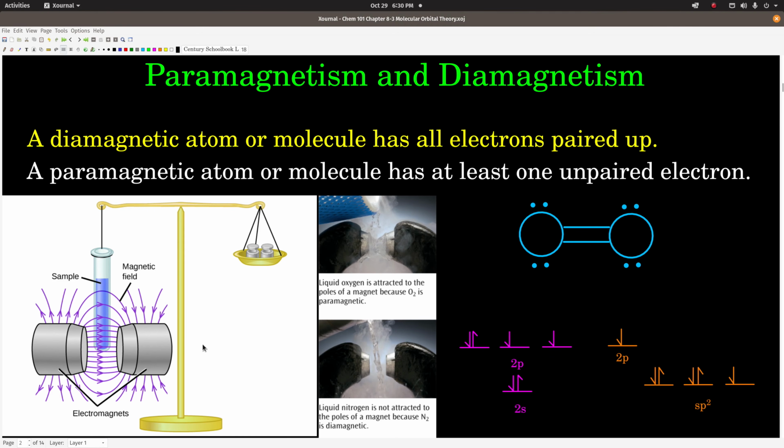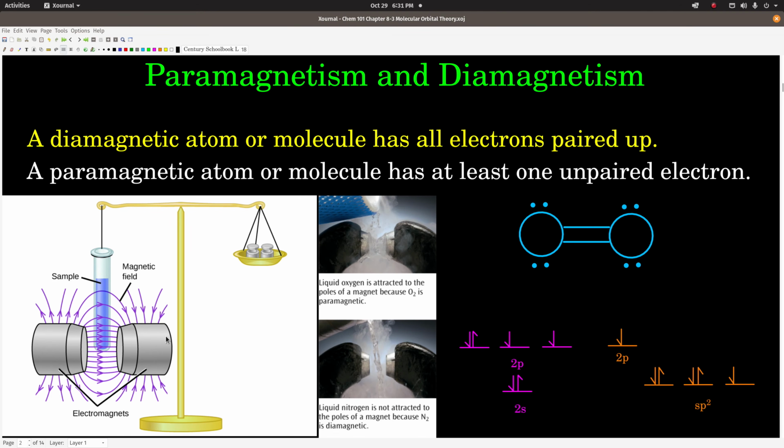First, this is a schematic over here of what's called a Gouy balance. What this is able to do is figure out how many unpaired electrons there are in a sample. Now, if you remember, back when we were talking about Schrodinger's equation and quantum numbers, we talked a little bit about how electrons behave as if they're spinning, thus the spin quantum number. And what that means is if an electric charge is spinning, it creates a magnetic field perpendicular to the direction of that spin. So spin up or spin down has a magnetic field pointing up or down.